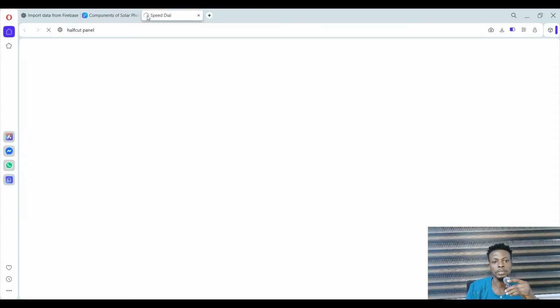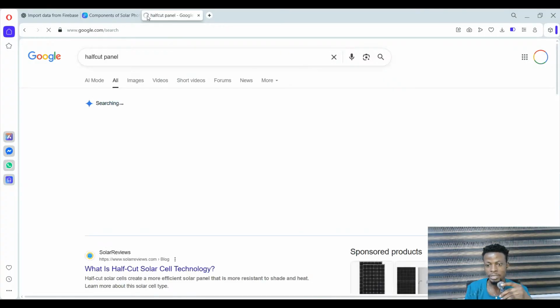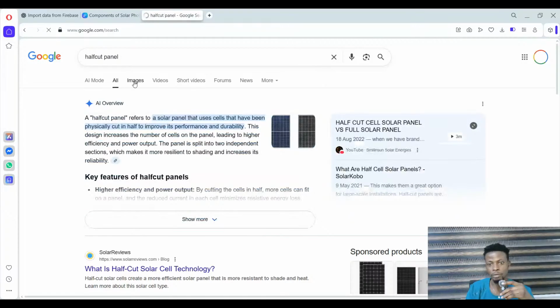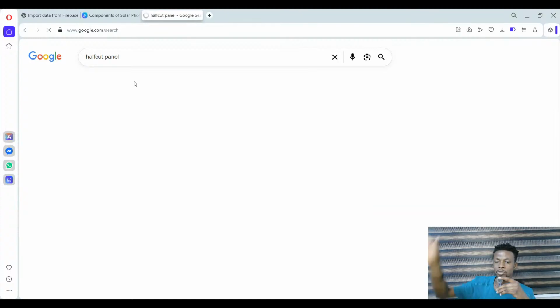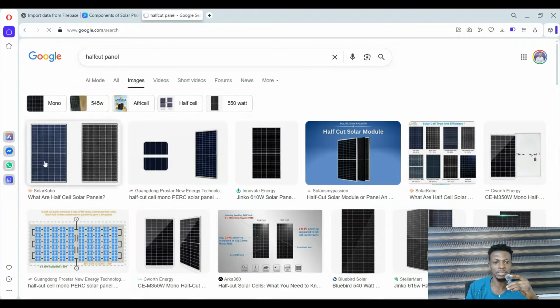So if one side of the panel is shaded, the other side is not shaded, and that other side can keep generating electricity for you, right? So that's half cut. Before, solar panels used just to be one. You understand? They will just connect all the solar cells in series, one single solar panel, right? But right now, like you can see this one, this is a half-cut panel.